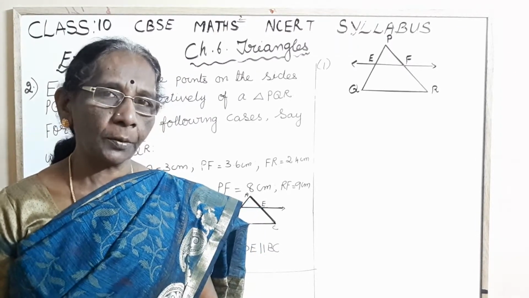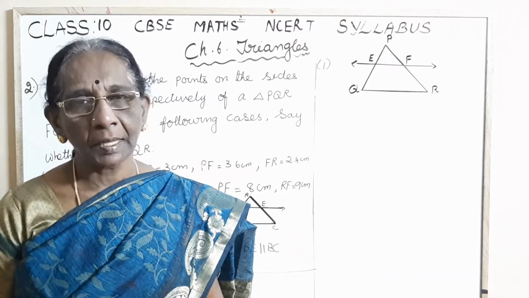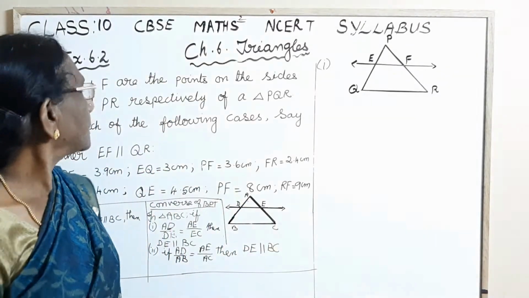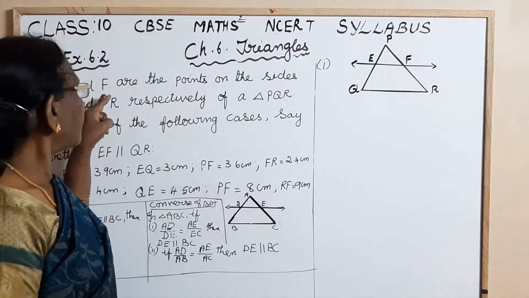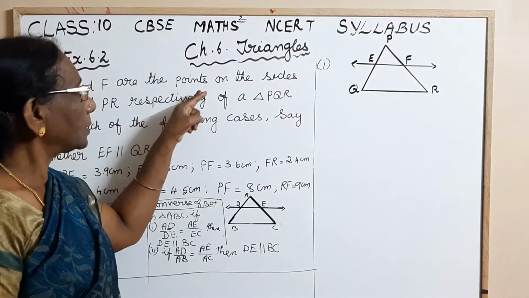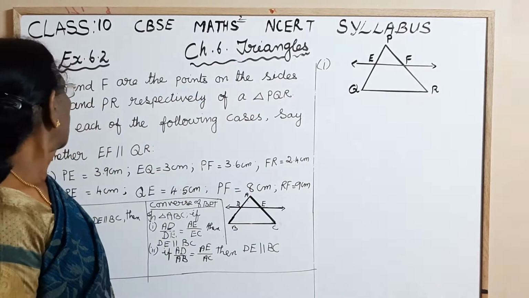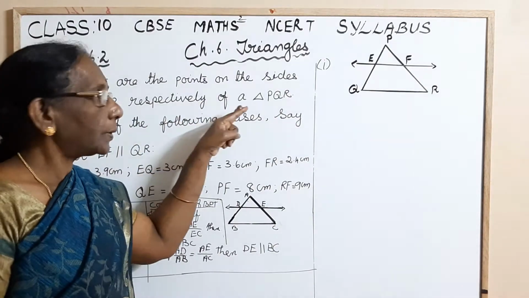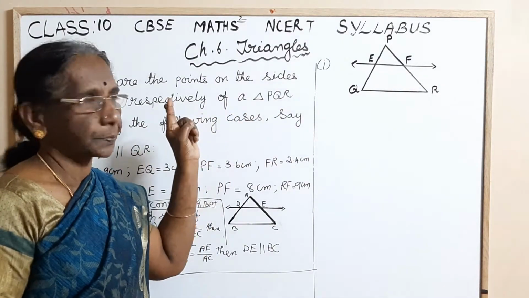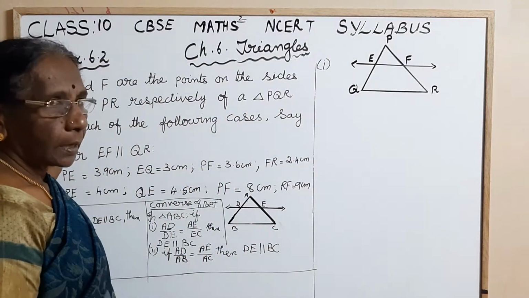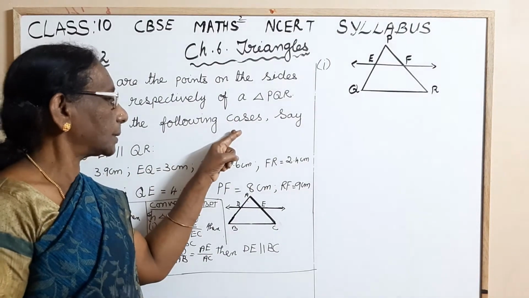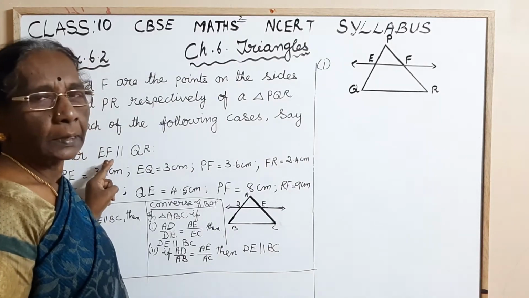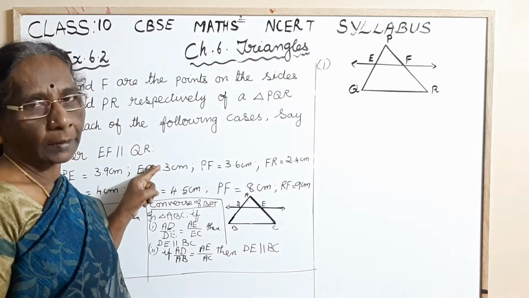In this session, we are going to continue chapter 6, exercise 6.2, sum number 2. The question is, E and F are the points on the sides PQ and PR respectively of a triangle PQR. For each of the following cases, say whether EF is parallel to QR.